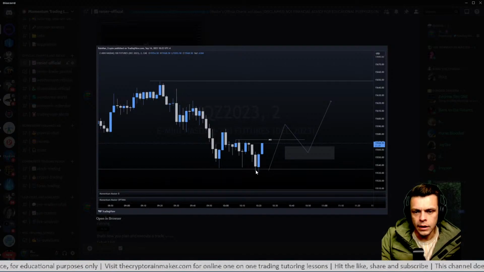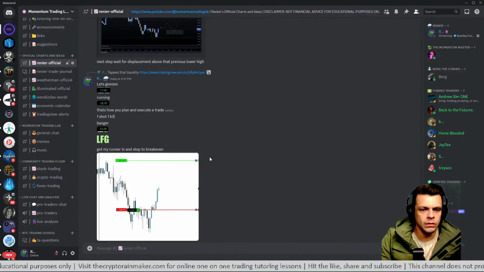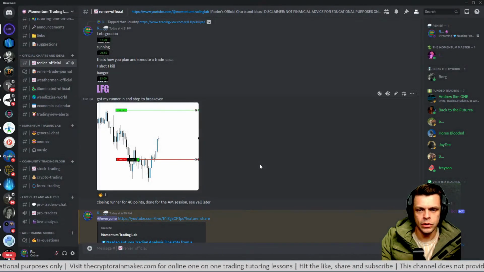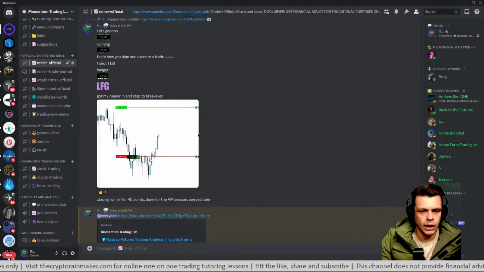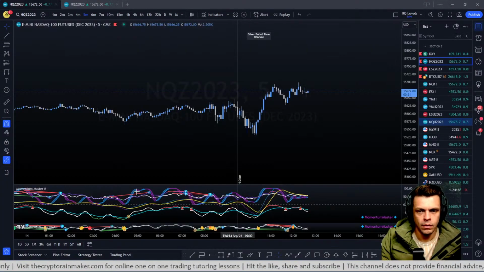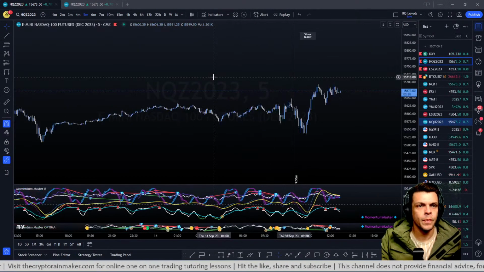So I said still being patient right here. Then you'll see it just tapped into that area and then started to aggressively move away, giving us that displacement. We displaced above that high with a fair value gap. So my entry was right there on the top of the fair value gap, and then it started to run. All right, so let's go back to the chart.